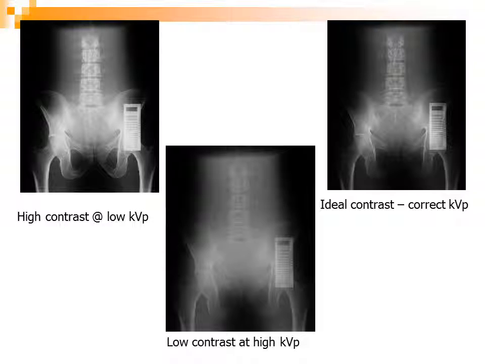So the very first image we'll look at is the one all the way to the left of your screen, and that is at 52 kVp, so it has high contrast and low kVp. The one directly in the middle is low contrast at high kVp, and that was used at 115 kVp. The one all the way to your right has more of an ideal contrast. It is the correct kVp, which was about 70, and is considered acceptable to the radiologist.